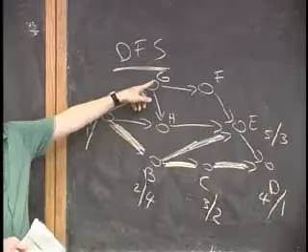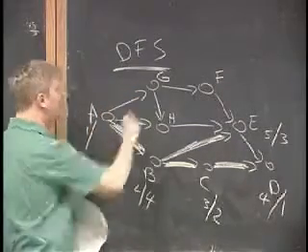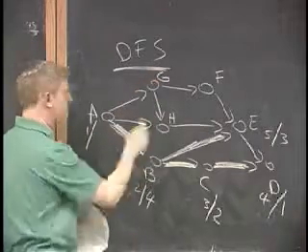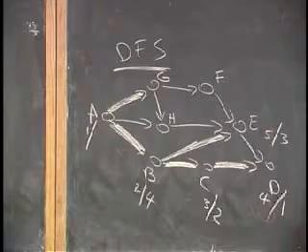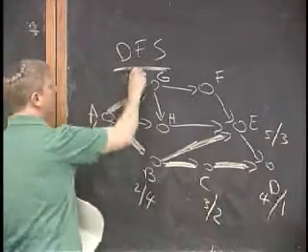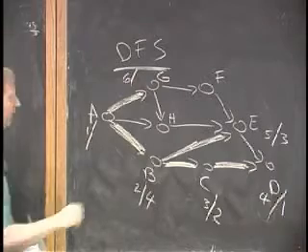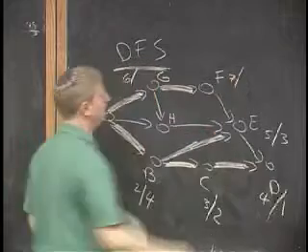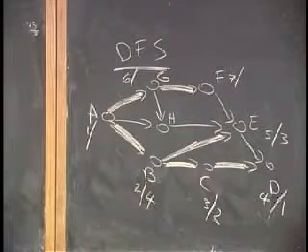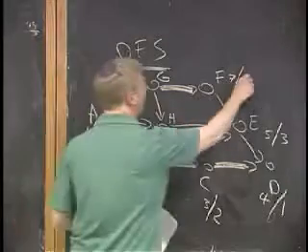We move forward to G. I'm deciding on them in alphabetical order. So G gets the number 6. And now we move forward to F. And that gets the number 7. And then we move forward to E, which is already marked. So now F is finished. And it gets the number 5.